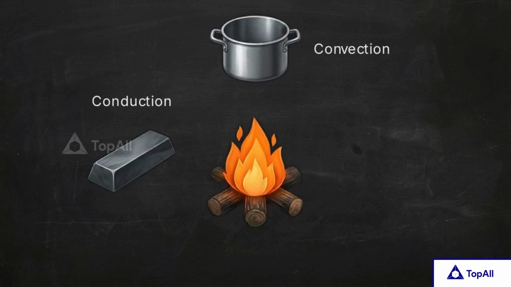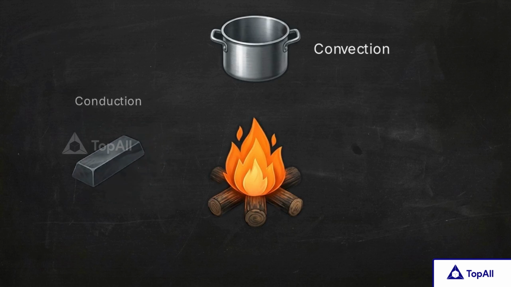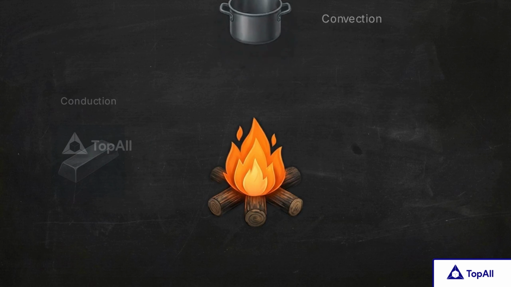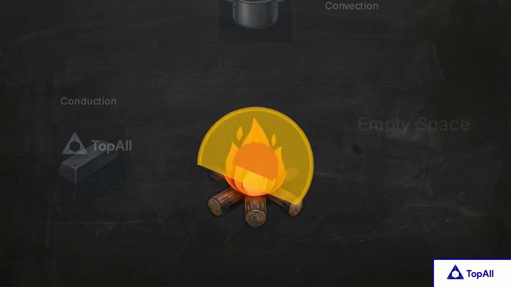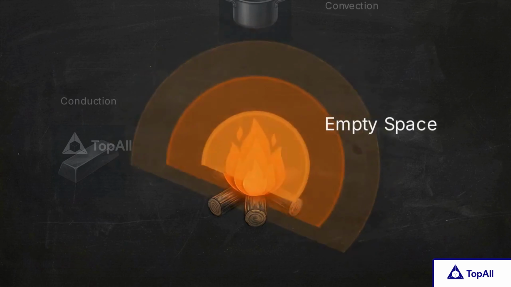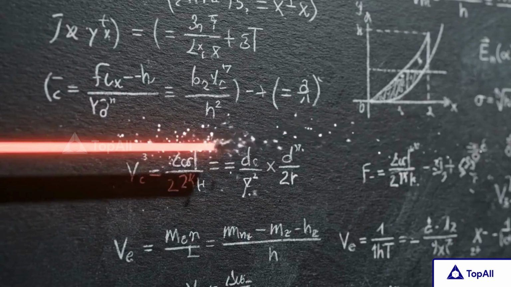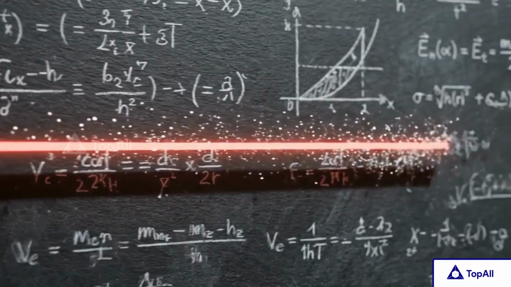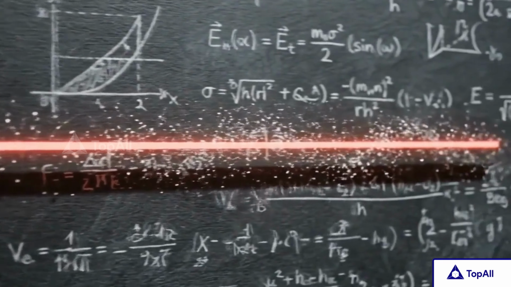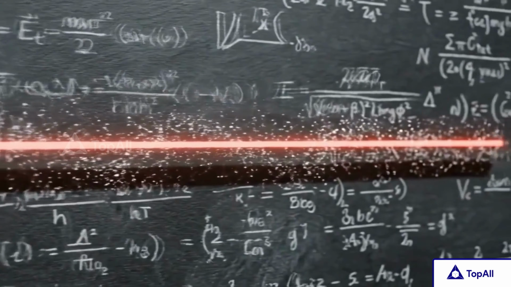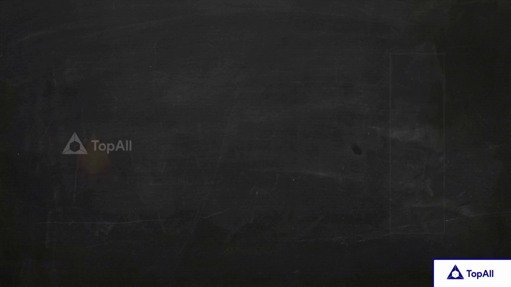But you can feel the warmth of a fire, even if you aren't touching a solid conductor or standing in the path of rising air. This energy is crossing the empty space directly via radiation. Radiation functions differently than the previous two mechanisms. It requires no physical transport medium, no colliding atoms, and no flowing fluids.